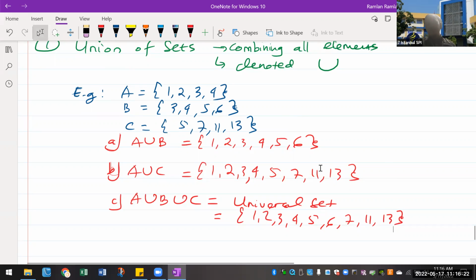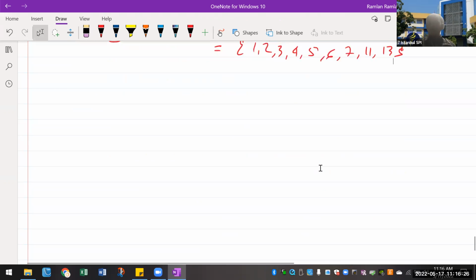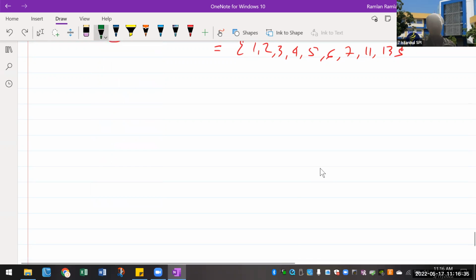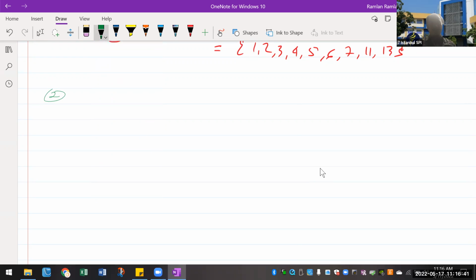Next one is going to be the intersection. Masih ada 2 lagi ya, guys. Habis itu kita selesai. Number 2 is the intersection of sets.